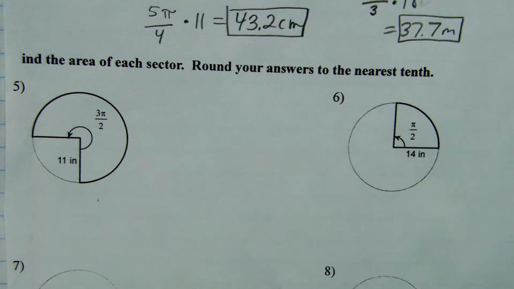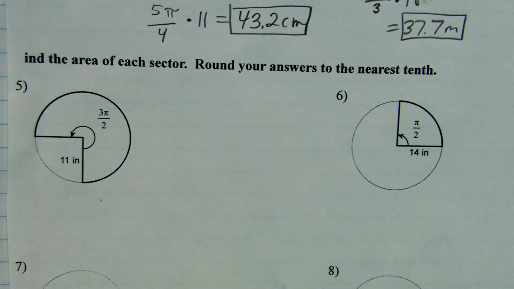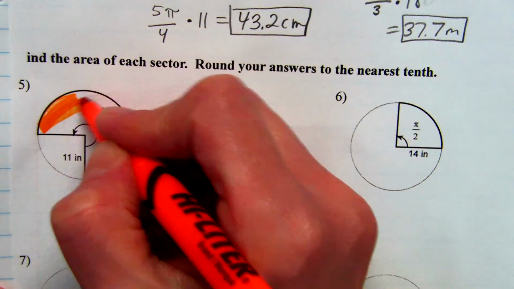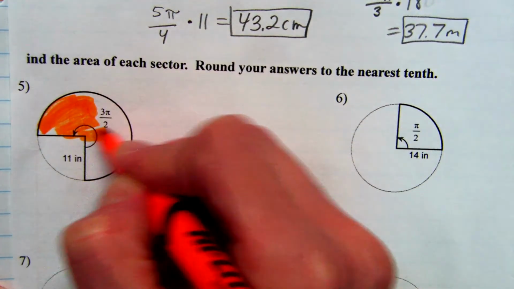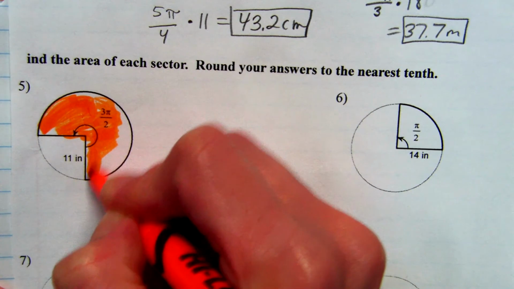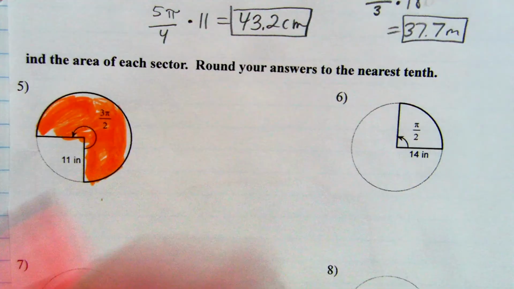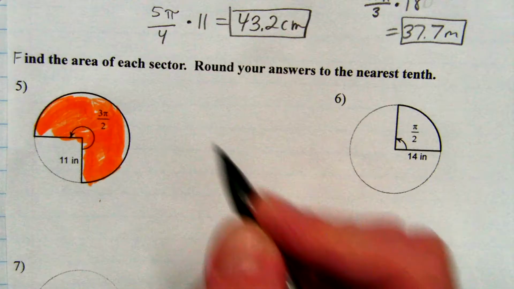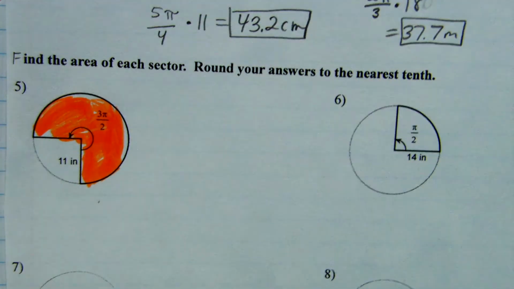A sector I like to think of as a slice of pie, although this one is really big. So we're finding the area of everything inside here. Find the area of each sector. Round your answers to the nearest tenth.